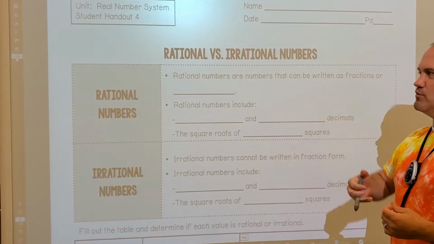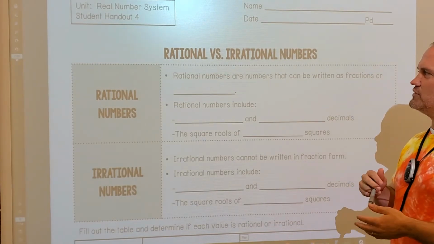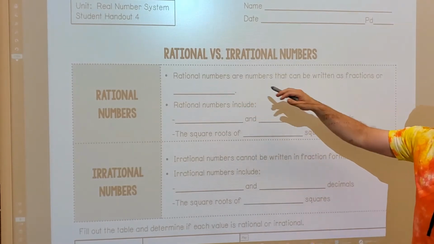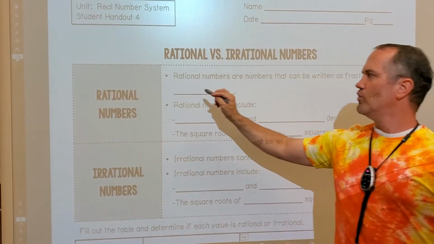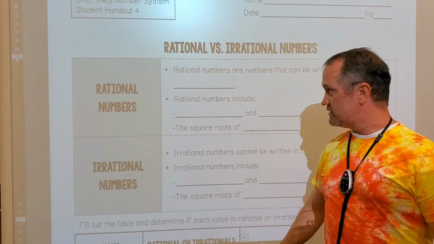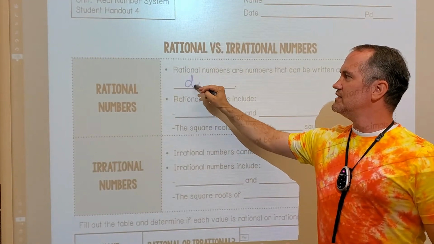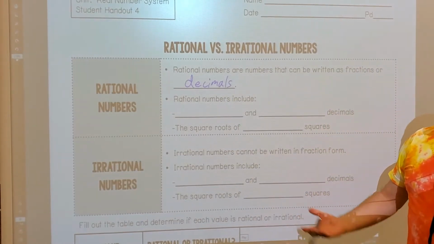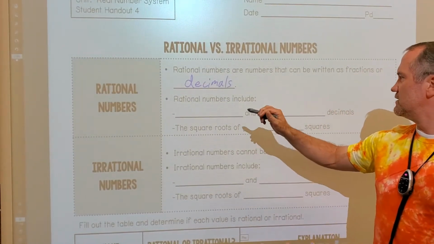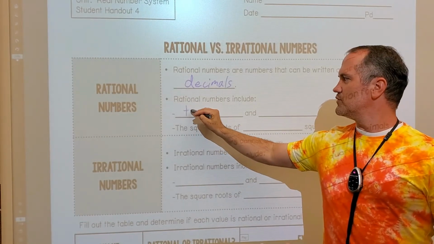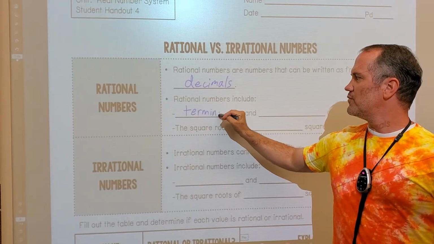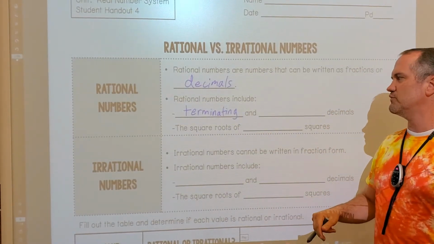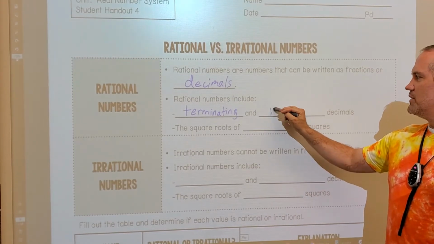All right, so here's the lesson. We've got rational versus irrational numbers. Rational numbers, as it says, are numbers that can be written as fractions or as decimals. Certain types of decimals, which we'll get into. They can be terminating decimals, meaning the decimal stops; at some point it will terminate. And repeating decimals.